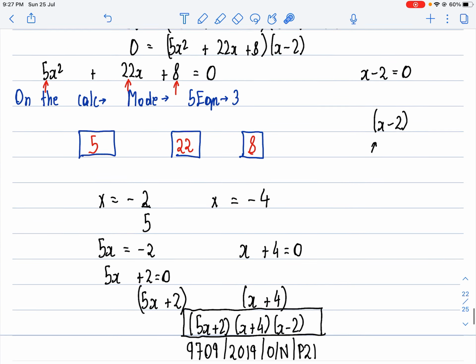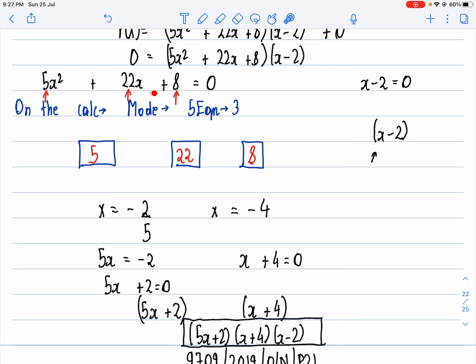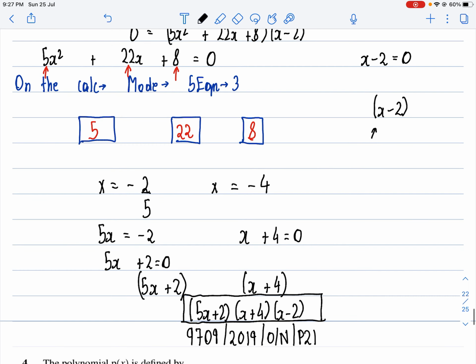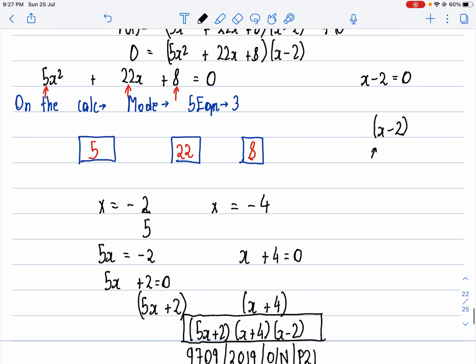And you should always know that your quadratic equation gives two factors. It basically always gives two factors. This is what you need to know. And then you can simply factorize your p of x. This is basically the standard procedure which you need to follow.